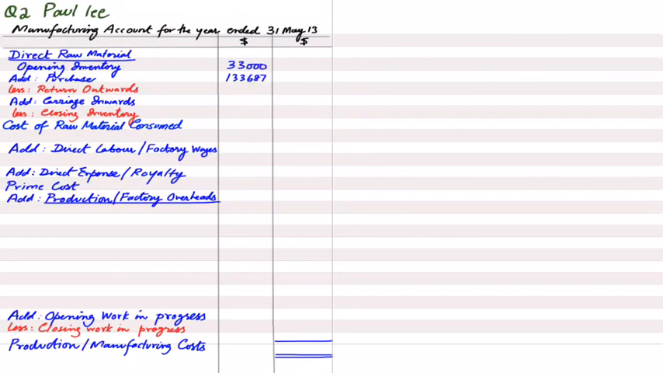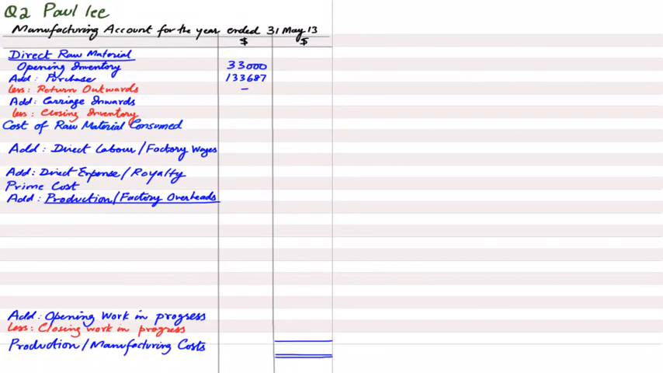Then we have return outward. In this question, I don't think there is anything as return outward or purchase return. Because I have already made the format, I'll be putting a dash, a hyphen, in front of that. If you are making the format on the go, we need not write this line; we need to delete this line, return outward.